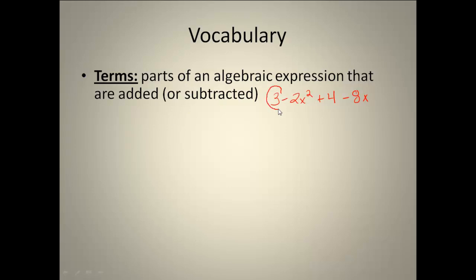So the 3 is a term. The negative 2x squared is a term. The 4 is a term. The negative 8x is a term. So anything that's being added or subtracted is a term. So this expression right here would actually have 4 terms.